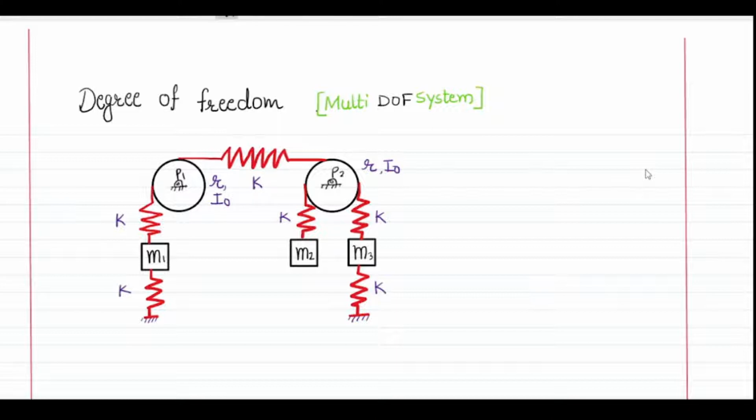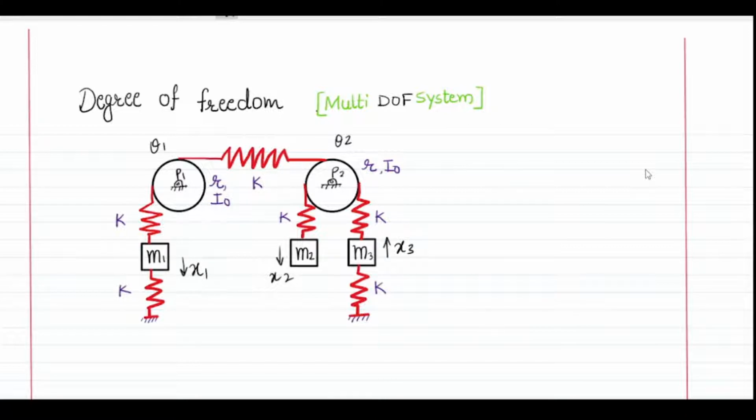Number of independent coordinates required to define the motion of your given system. For example, if I give a pull x1 to this mass m1, there will be some rotation theta 1 here, some rotation theta 2 here. Similarly, there will be a motion of x2 here as well as some motion x3 here.